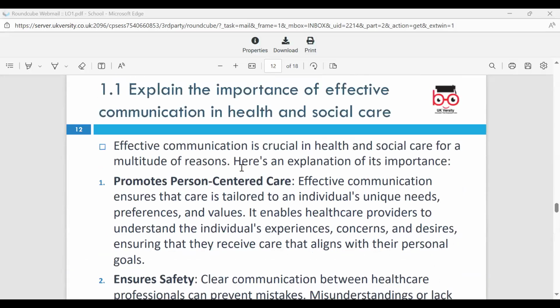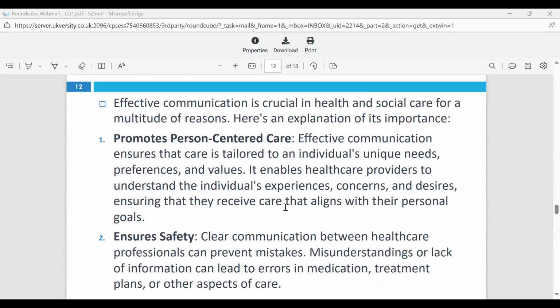So 1.1, explain the importance of effective communication. We've looked at it, especially in health and social care, and why it's so important, because it promotes person-centered care. It ensures that an individual's needs are tailored to their preferences and their values. It enables the individual's experiences and makes sure they receive the personal goals that they have, and promotes this person-centered approach, making sure your conversation with them is tailored around what their needs are, what their feelings are, and what their values are, rather than around what you are.